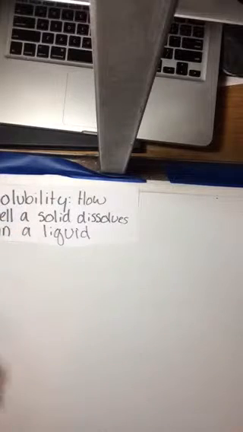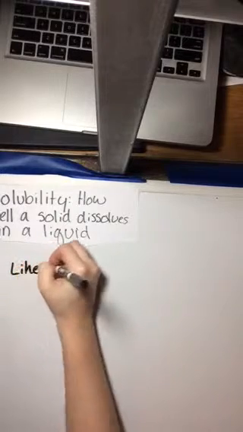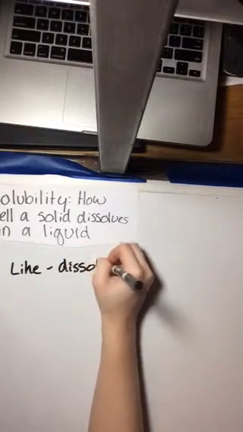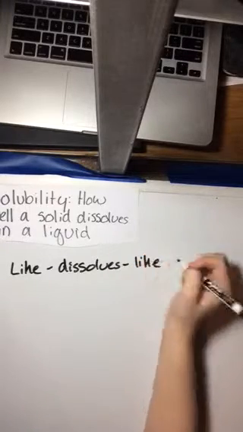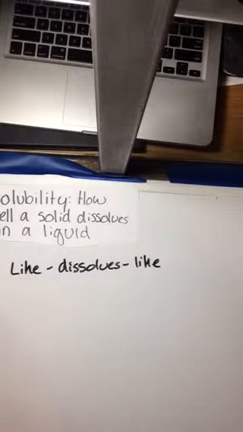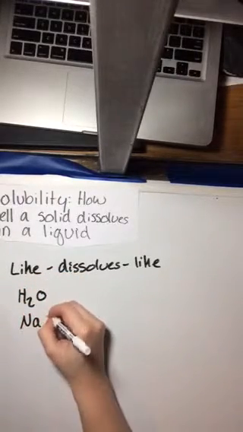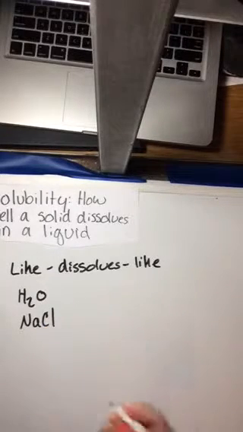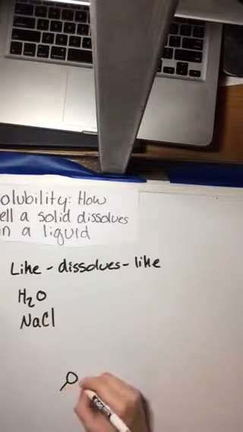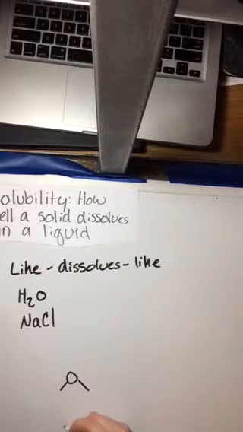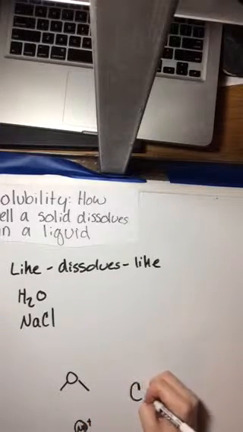Now the thing for solubility, if it doesn't go with the chart, is just like dissolves like. So that means polar substances will dissolve polar molecules, nonpolar substances will dissolve nonpolar molecules. So say water, which is polar, dissolving salt, which is polar. So the water is like this, and the NaCl, Na is little because it's positive, where the Cl is large, it's negative.